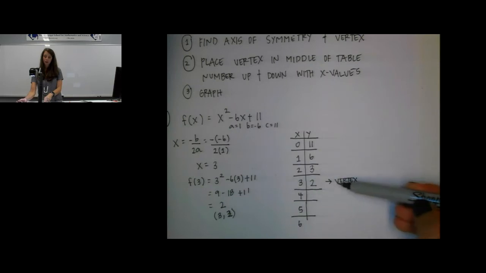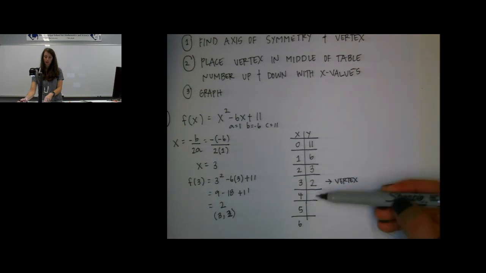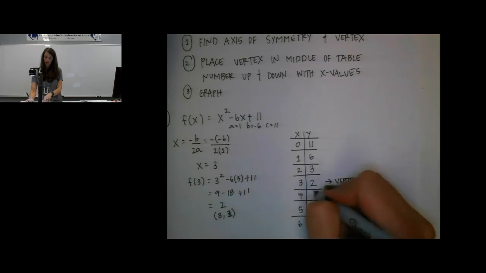And then what's going to happen? It's symmetric about this point, right? So since you're going to the left and to the right, these values are going to be the same. These y values are going to be the same. But let's just check it. So 4 squared minus 6 times 4, which is 24, plus 11 is going to give you a 3.